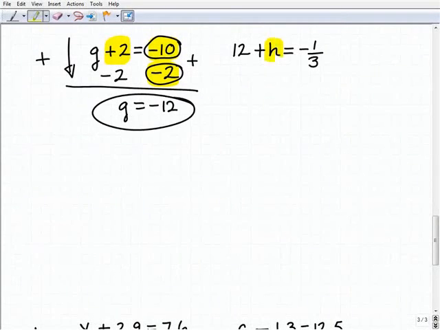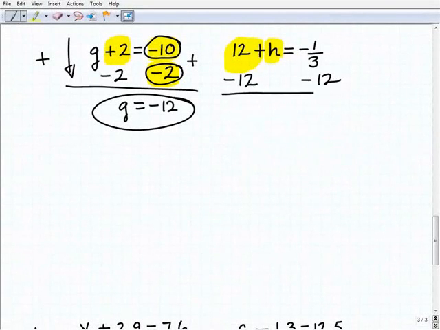All right, next problem. Here I have 12 plus h equals negative 1/3. So what do I want to do here? I've got to deal with this 12 next to this h, so I'm going to subtract 12 from both sides of the equation. Now, being very careful, I'm going to add down. So 12 plus negative 12 is 0, h plus nothing is h, and negative 1/3 plus a negative 12 will be negative 12 and 1/3.